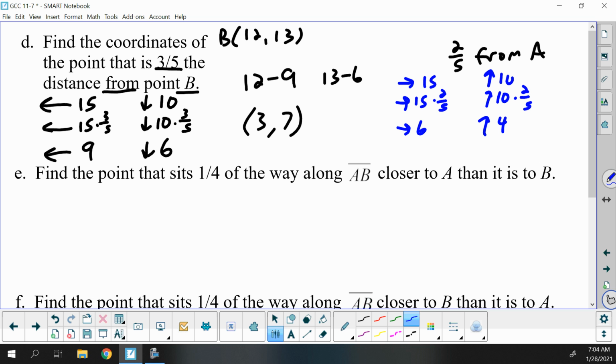A's original point, remember, was negative 3, 3. So we would do negative 3. We're going to the right, so we would add 6. So that's going to give us positive 3. And starting with the y value of 3, going up, we would add 4, and that gives us 7. So notice you get the same answer as we did for that. So there's always going to be two options of how you could do it. Okay, 3/5 from B is the same as saying 2/5 from A. So if one seems like it's easier than the other, you could always do the other.